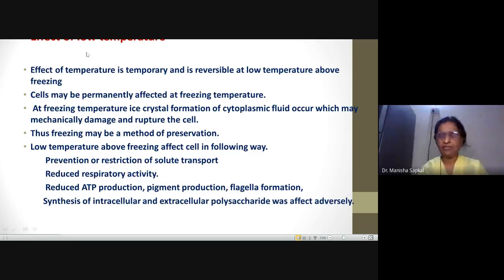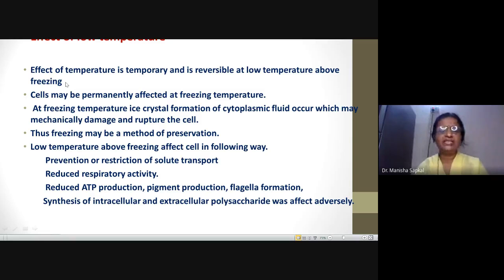Now what happens at very low temperature? Suppose we decrease the temperature below the minimum temperature. As I told, below the minimum, again the organism cannot grow. The effect of low temperature is temporary and reversible. For example, we preserve our culture in the freezer. Now what happens at freezer temperature? Freezer temperature is a low temperature, and organisms cannot grow, but they are not killed.